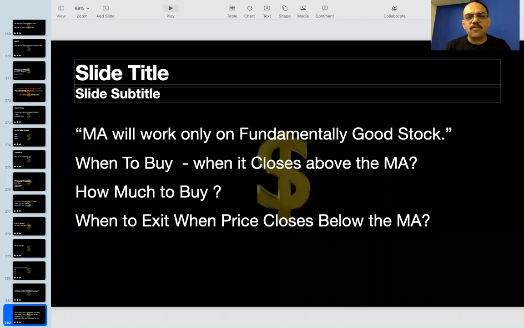Moving average will work only on fundamentally good stocks. Don't apply moving average on any stock. First and foremost requirement is you go and find a decent, fundamentally good stock. We have gone through how to find fundamentally good stocks in our Sunday session 3 weeks ago. You can select a few stocks out of them, and then you can apply moving average. When to buy: when the price crosses above the moving average. When to exit: when the price closes below the moving average. As simple as that.